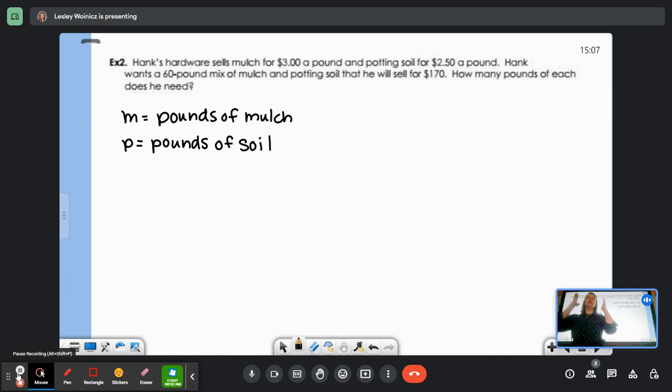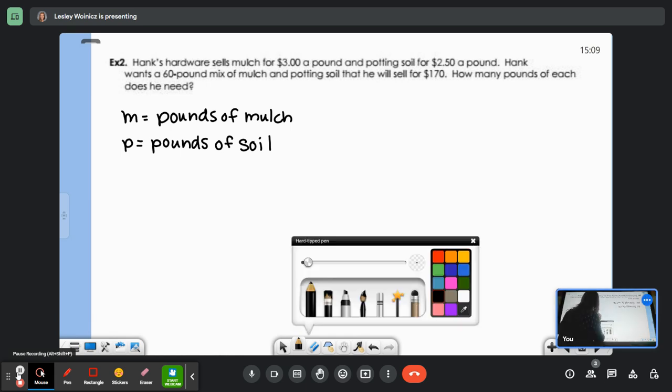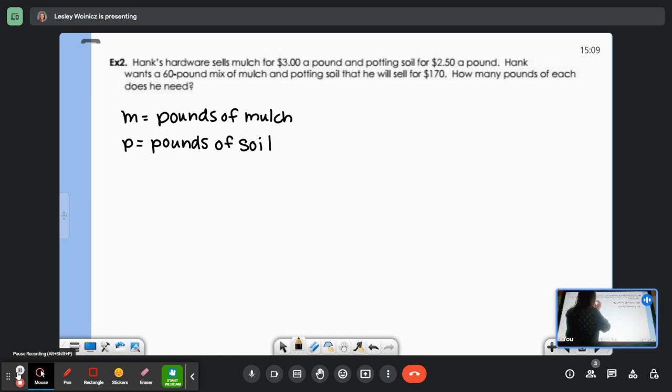Now I want you to think about your system, your linear system. See if you can identify your totals and write your equations. Go. Okay. What did you guys get?